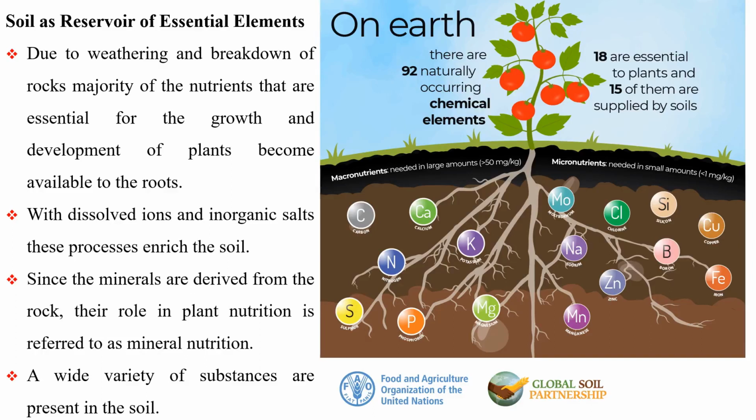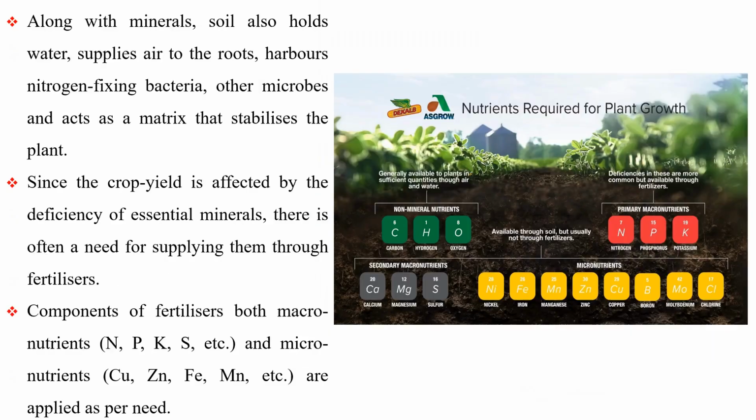A wide variety of substances are present in the soil. Along with minerals, soil also holds water, supplies air to the roots, harbors nitrogen-fixing bacteria and other microbes, and acts as a matrix that stabilizes the plant. Since crop yield is affected by the deficiency of essential minerals, there is often a need to supply them through fertilizers. Components of fertilizers, both macronutrients and micronutrients, are applied as per need.